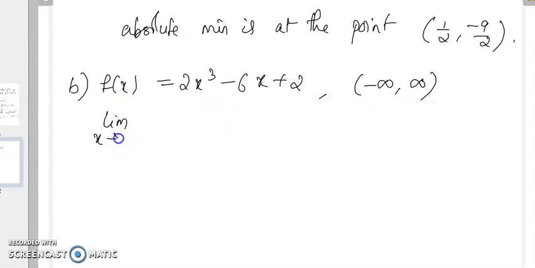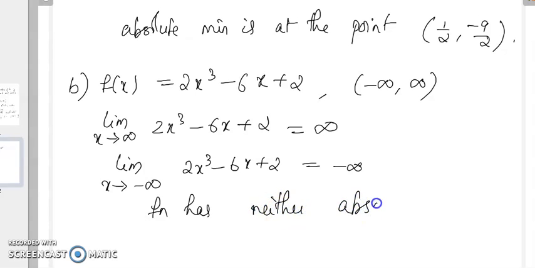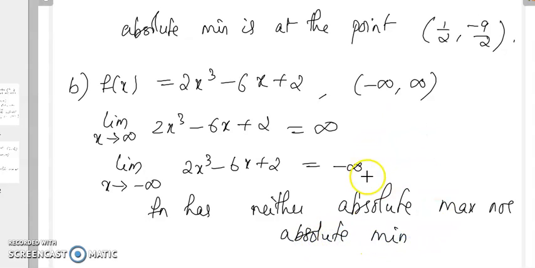When you take limit x tends to infinity, 2x cube minus 6x plus 2, that is infinity. And again limit x tends to minus infinity, 2x cube minus 6x plus 2, the highest degree term has an odd power. Therefore as you take limit x tends to minus infinity, you will get minus infinity. So the function has neither absolute max nor absolute min. That's because the function value approaches both infinity and minus infinity.